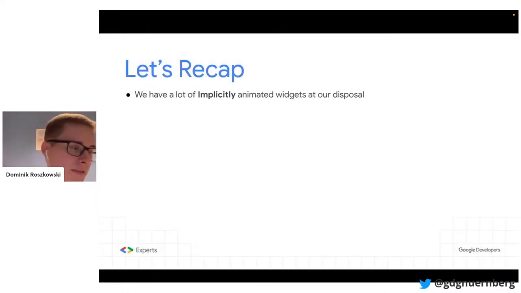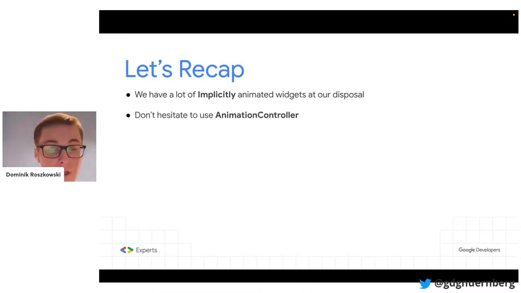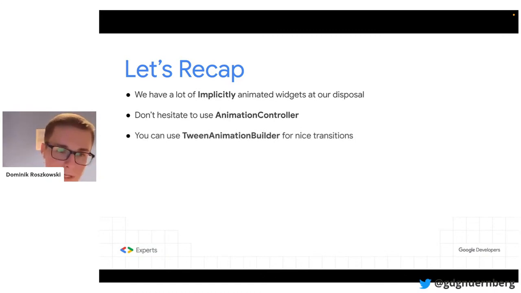Let's recap. We have a lot of implicitly animated widgets, a ton of different widgets that you can use. However, sometimes they are not enough. You can use your custom implicitly animated widgets, but you can also use the animation controller. And frankly, don't hesitate to use one. It's pretty intimidating at the beginning, but as you start using the animation controller, you should be good to build almost anything you like. Sometimes it's enough to just use the TweenAnimationBuilder. It's fine, and then your API can remain a little bit simpler, but you don't have as much control as you would have with the animation controller.